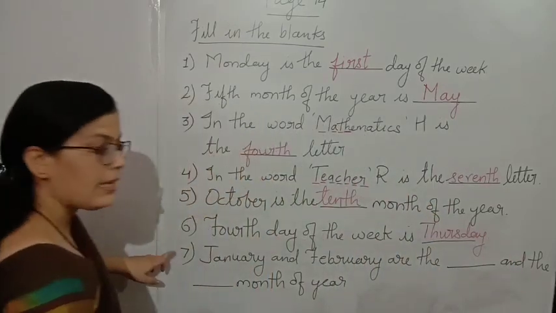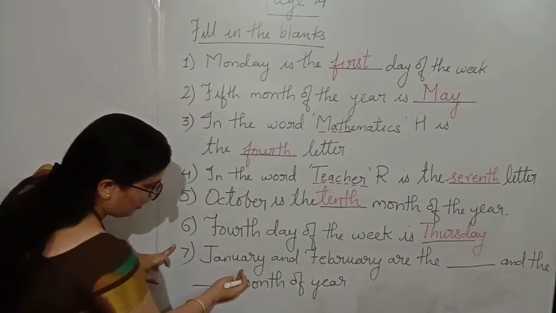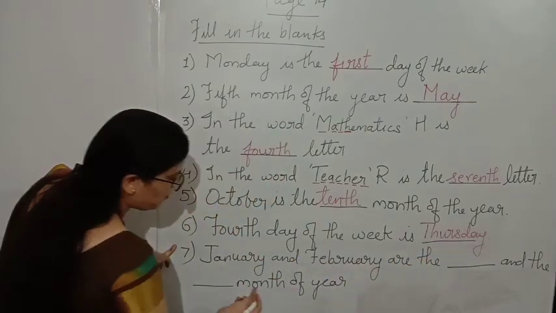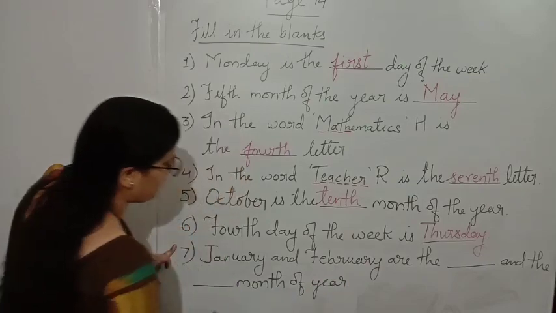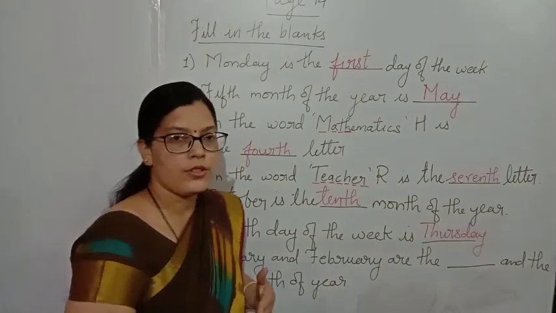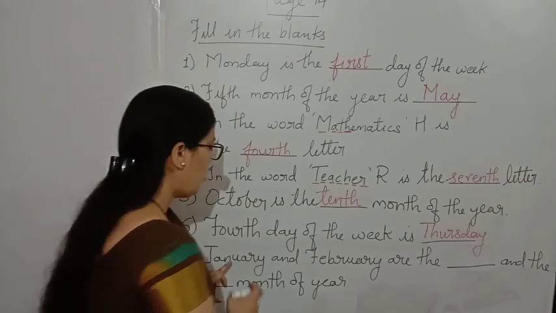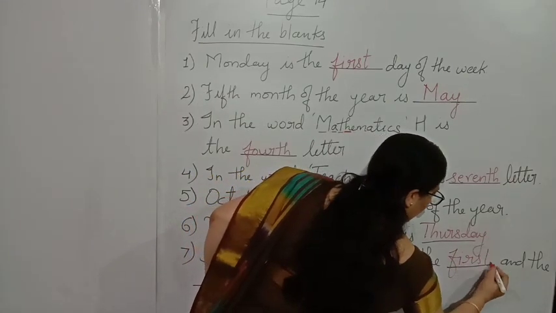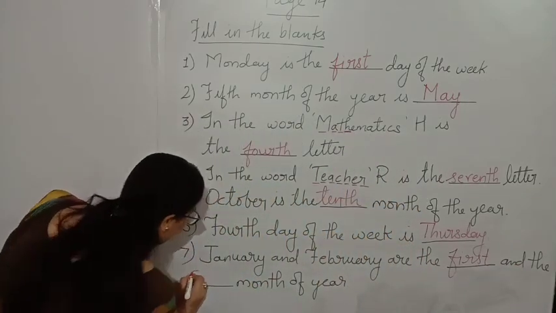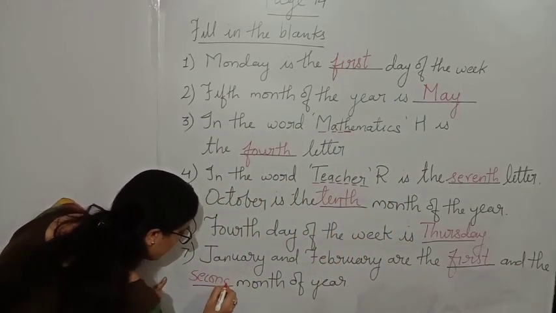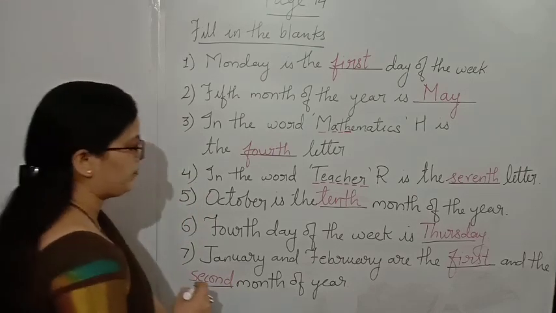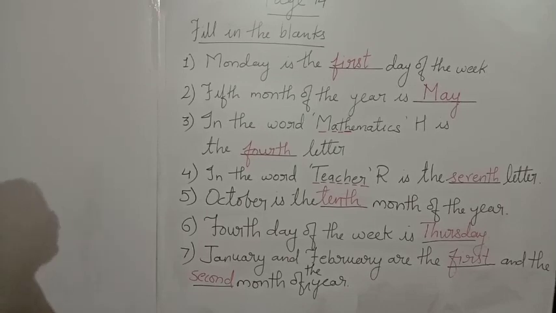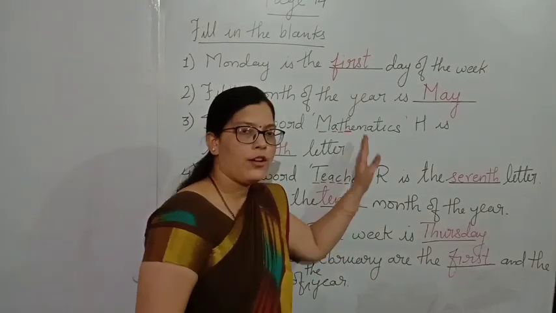Now the last one is: January and February are the dash and the dash month of the year. Here you have to tell the position of January and February. January is the first and February is the second month of the year. Clear to all of you?